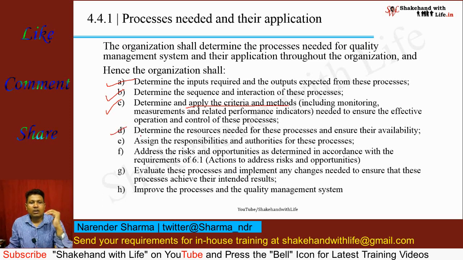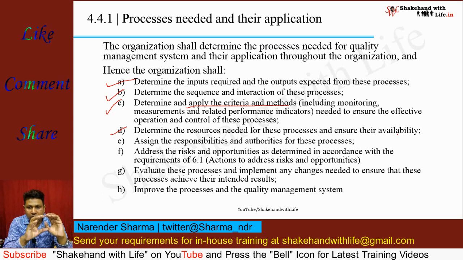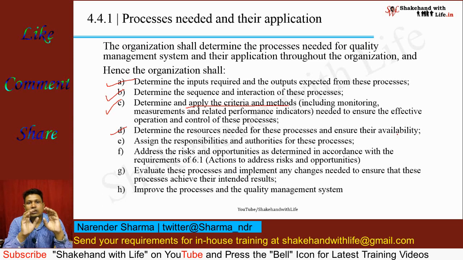And point D says determine the resources needed for these processes and ensure their availability. The organization has to determine what kind of resources are needed to manufacture a product, that should be provided to the processes, and the organization has to ensure the availability of these resources. These may be the raw material, the manpower, the machinery, the spare parts. All these resources must be available in a timely manner. The organization has to ensure that the availability is properly confirmed for the smooth operation of the processes.